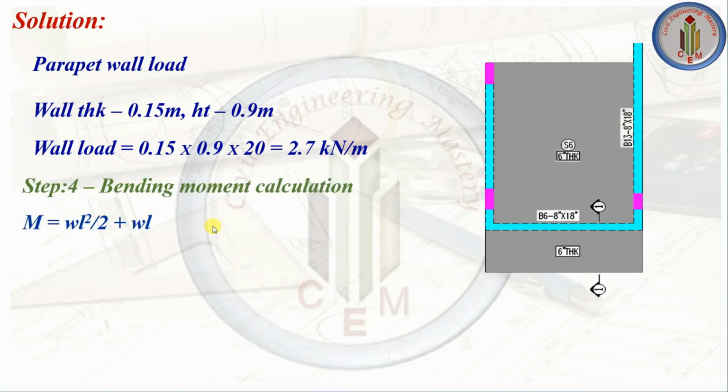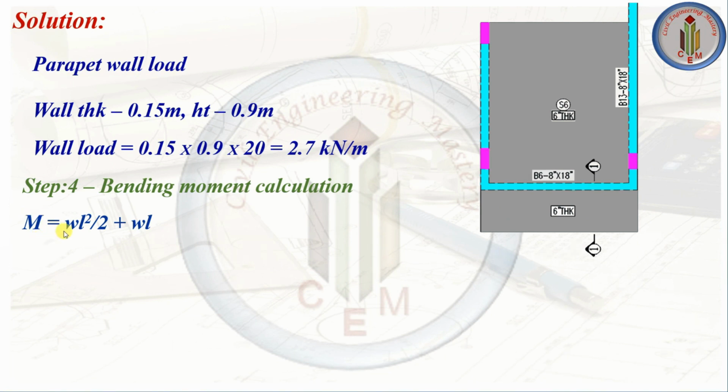So in step 4 we need to calculate the bending moment. We know the load, we know the effective span. So now we need to calculate the bending moment. The formula to calculate bending moment for a cantilever is, for UDL, WL square by 2 plus point load. The parapet wall load will act as a point load at the edge of the cantilever.